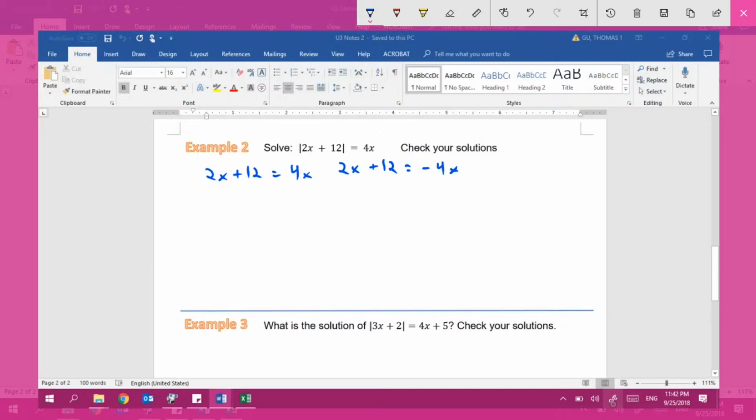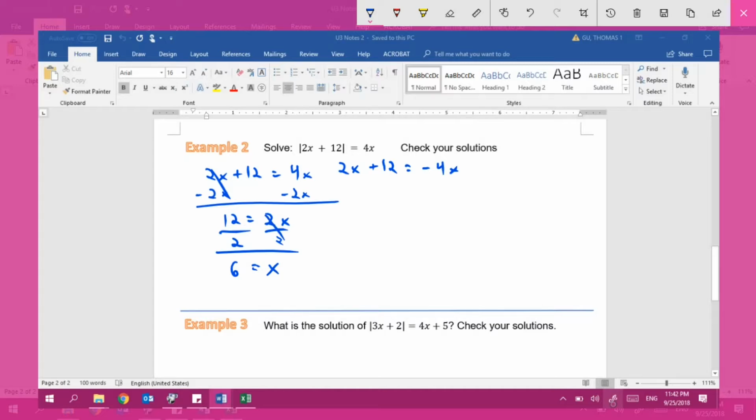So let's solve. So over here, we're going to subtract 2x from both sides. We want to get x by itself, remember. Boom, that leaves me with 12 equals 4x minus 2x is 2x. And then we're going to divide both sides by 2. 12 divided by 2 is 6. And then we just have x over here. So one of our solutions is x equals 6.